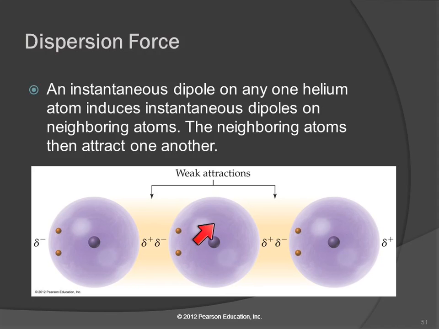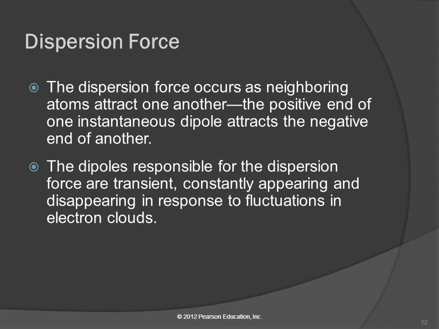Then this one has a dipole, and so it induces a dipole over here, and then everything goes back to normal. And these happen just instantaneously, very, very briefly, and then they go away. So very weak. So these are transient. They constantly appear and disappear.